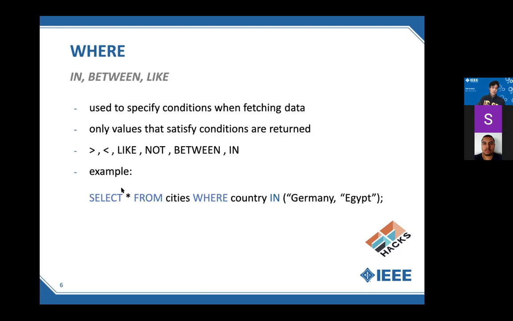A super basic example, again, let's build off of what we had before. Now we have SELECT * FROM cities WHERE, let's say there's a column known as country ID, where the value is in this set of values. So any city in this table that has the country Germany or Egypt, for example, that's what we would return.